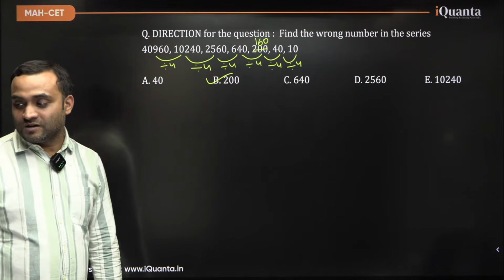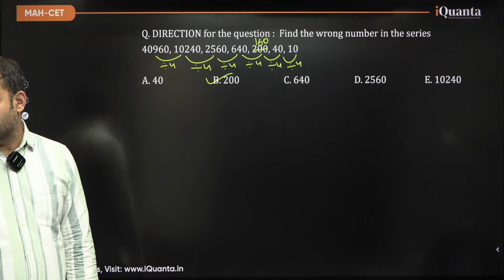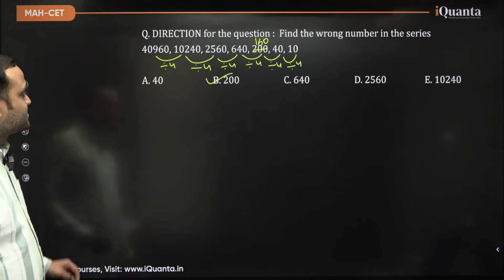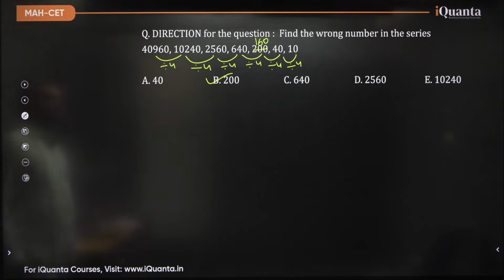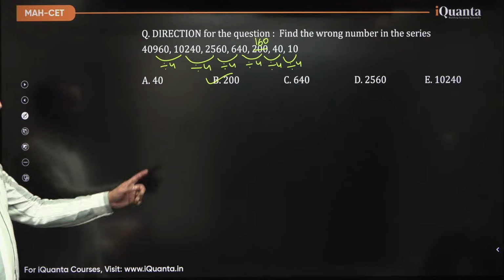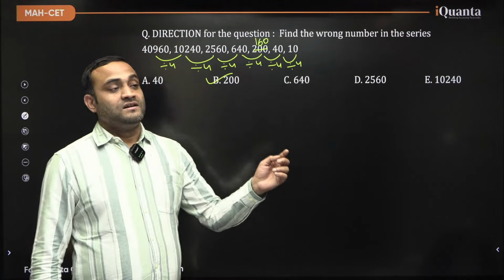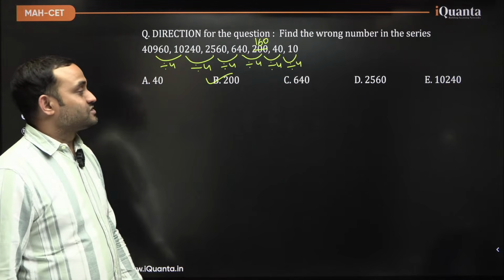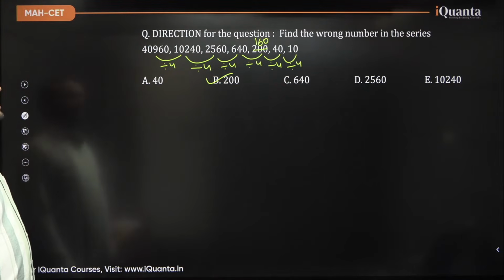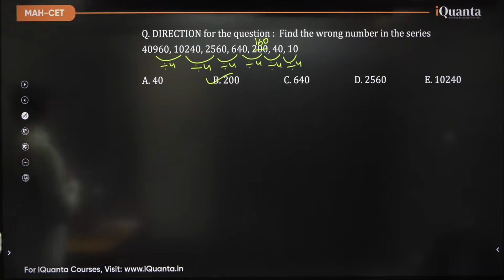Okay, Shyam, correct answer. Shivam, correct answer. Nice. Yashika, the correct answer is 200, not 10. Every succeeding number is being divided by 4, okay? So the answer will be 200. Okay, let's try the next one.